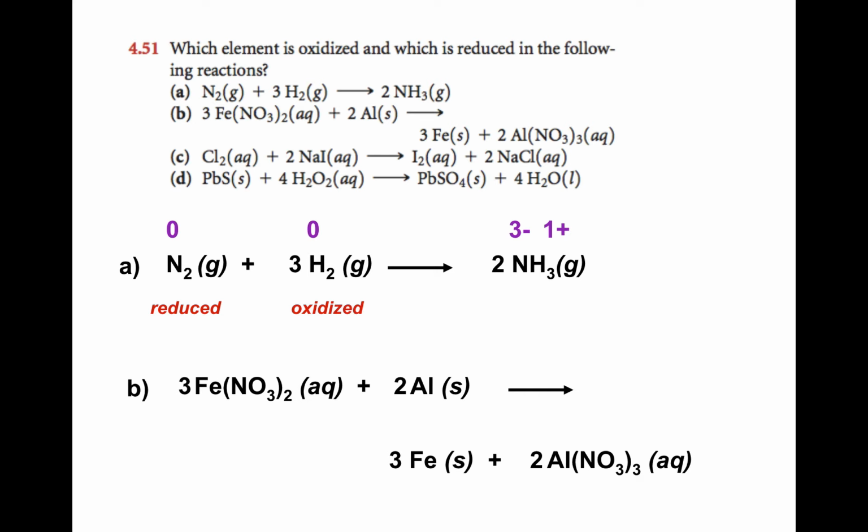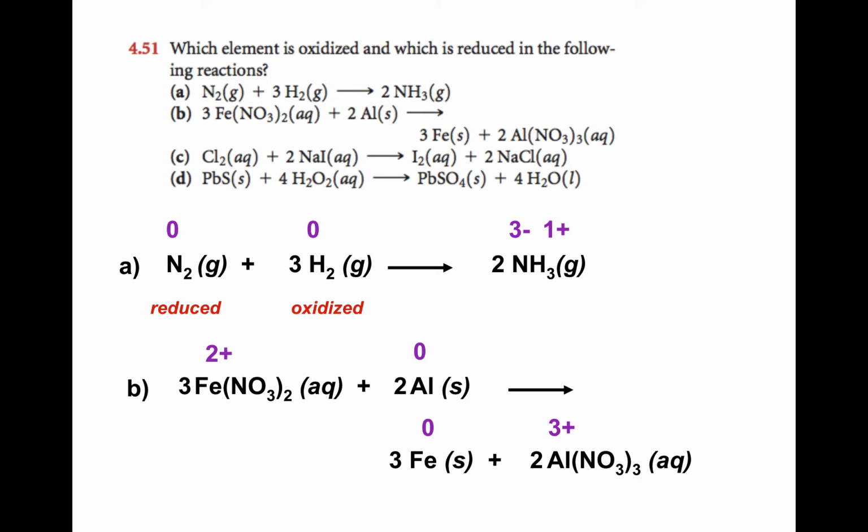Iron 2 nitrate reacting with aluminum. Aluminum is going to be a 0 state. Iron 2 is going to be a +2 state. And on the other side, iron is going to elemental iron, so that's going to be a 0 state. And aluminum is going to a +3 state, and that's classic for aluminum, right? It goes from a 0 to a +3 at this point in the course.